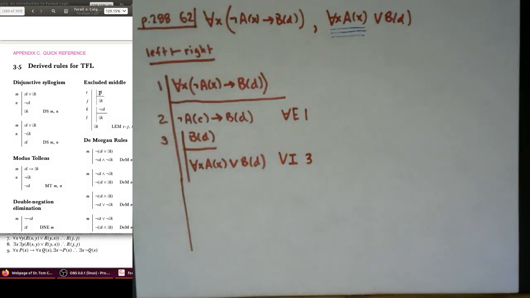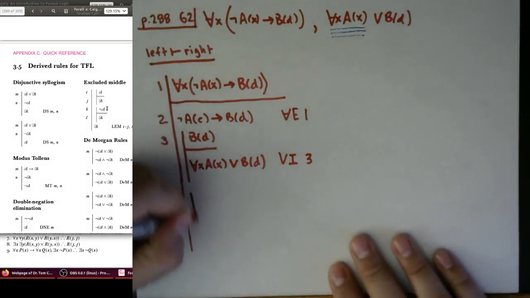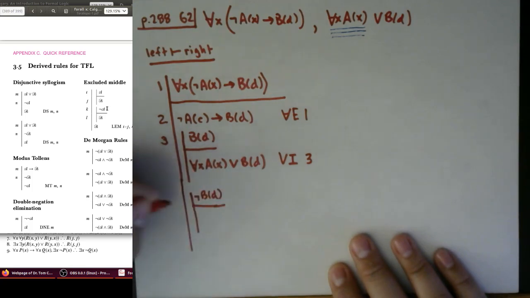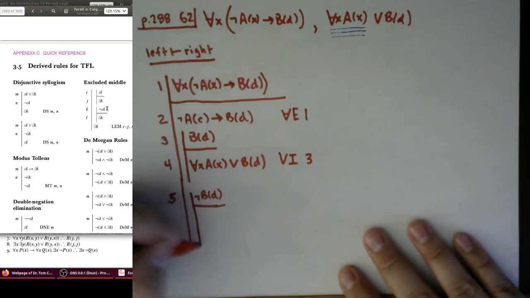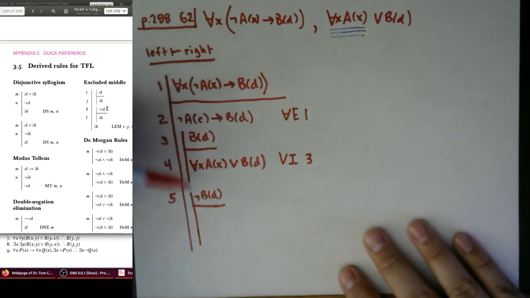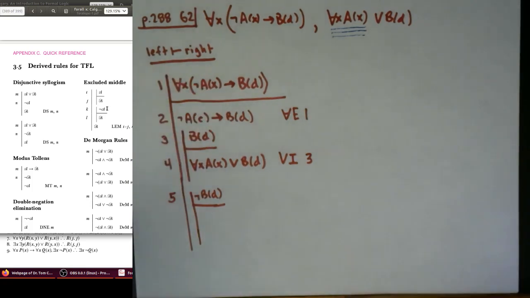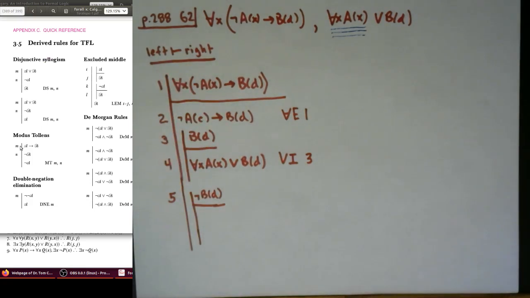In order to use law of excluded middle, I also need to assume the negation of the same thing. I have to assume the negation of B of D. So that's line 4. This is line 5. So now what am I going to do with that? Well, I have an implication, and I have now assumed the negation of that implication. Well, we were talking about that earlier. That's a modus tollens situation.